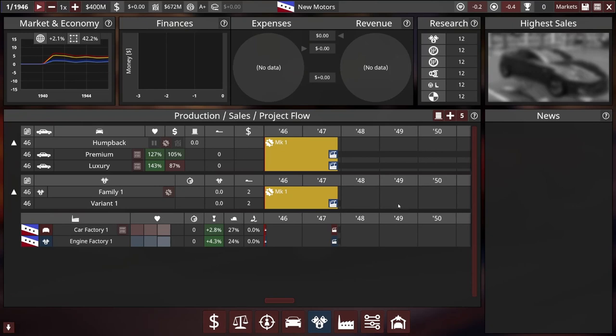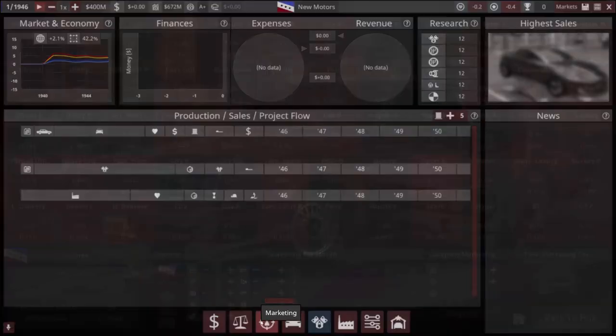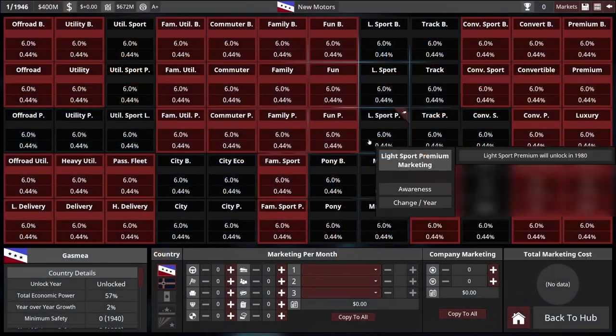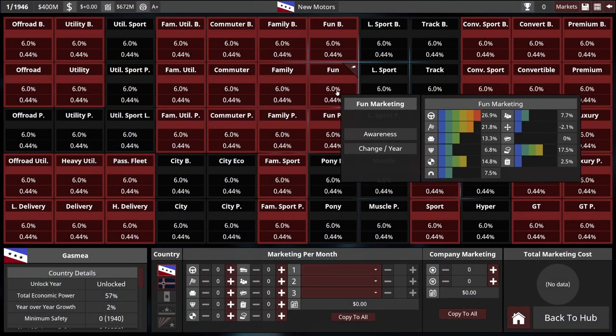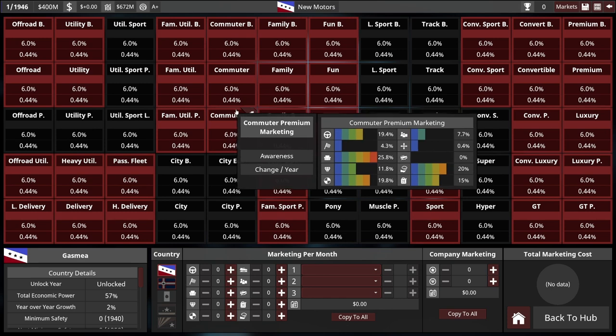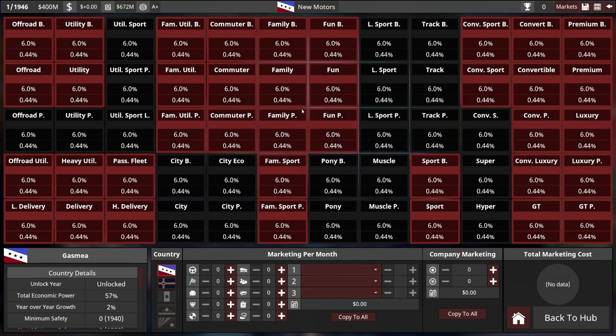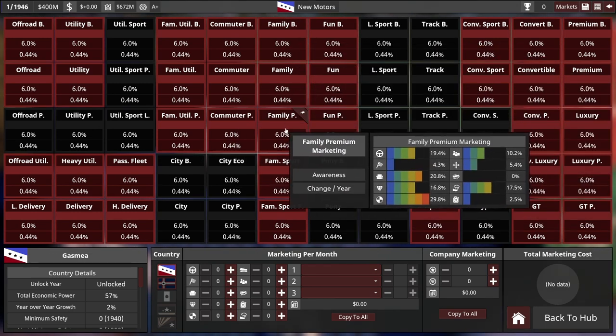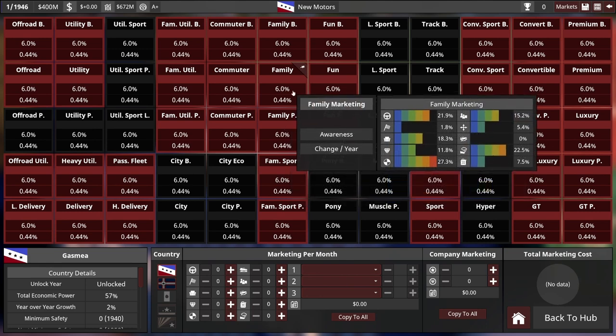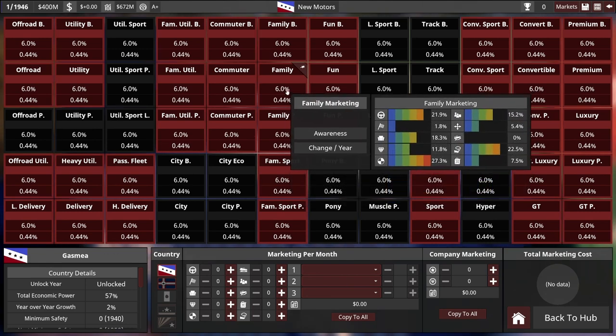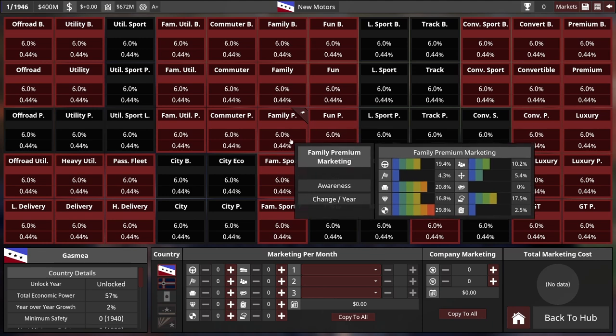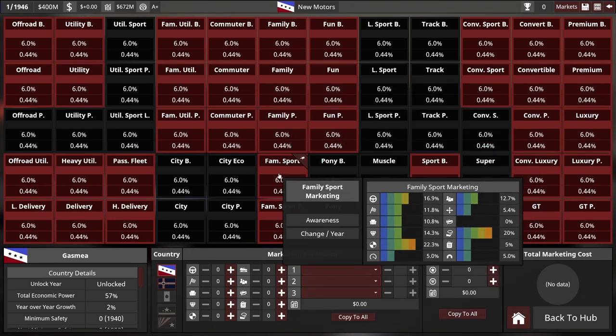Now we are on the timeline screen. And there's one thing that I'm going to do absolutely first. This is important. We're going to go down to the bottom here. We're going to click marketing. So you can see the market awareness in every different market we're selling our cars to. It starts very low. 6% is not enough for a medium factory in basically any market.